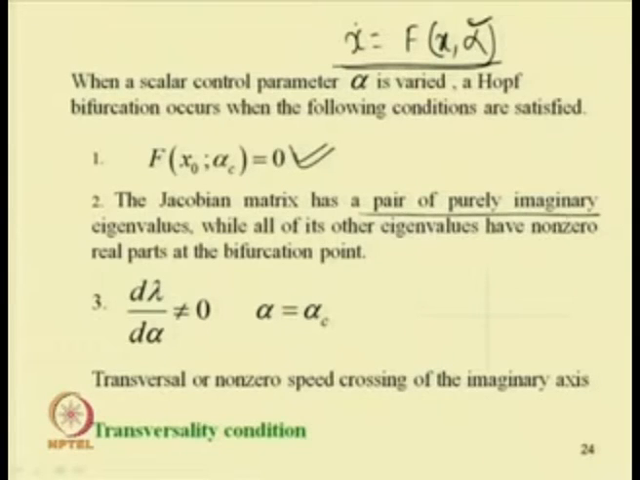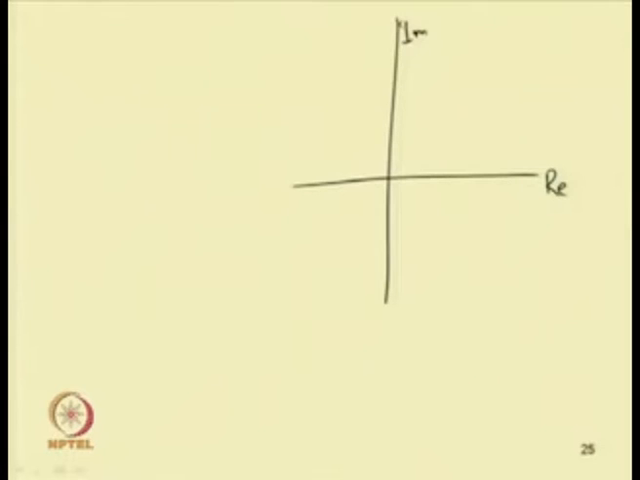So, instead of having a 0 eigenvalue, the Jacobian matrix has a pair of purely imaginary eigenvalues, while all of its other eigenvalues have non-zero real parts at the bifurcation point. Let alpha c be the bifurcation point. If one plots all the eigenvalues, let this be the real part and this be the imaginary part of the eigenvalue.